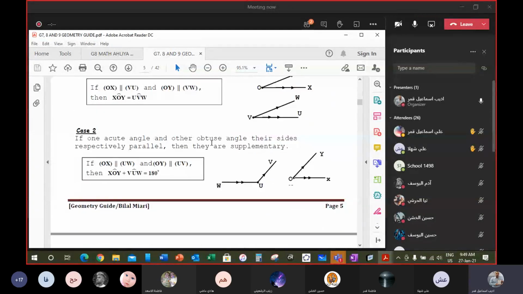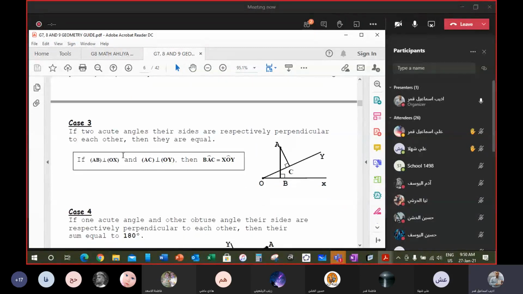Okay, if one acute angle and the other obtuse angle, their sides respectively parallel, then they are supplementary. Like here, we have OX is parallel to WU, OY is parallel to UV. So one angle, which is XY, is acute, and the other angle WUV is obtuse. Then these two angles are supplementary because their sides are respectively parallel.